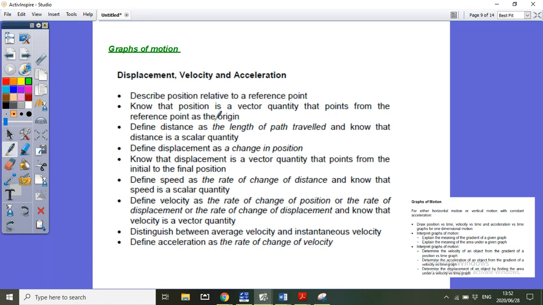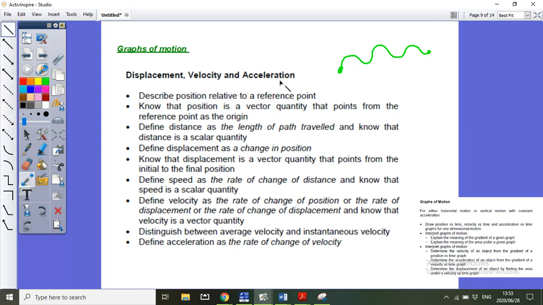So you need to define distance as the length of the path traveled. You will remember we had a little picture where someone went from school to their house, and the distance was the total path traveled, where the displacement would be as the bird flies. So if I was going to draw a line straight from there to there, and now you also know that that would be a vector quantity and that would be a scalar quantity. So you've learned a bit since we've done that.